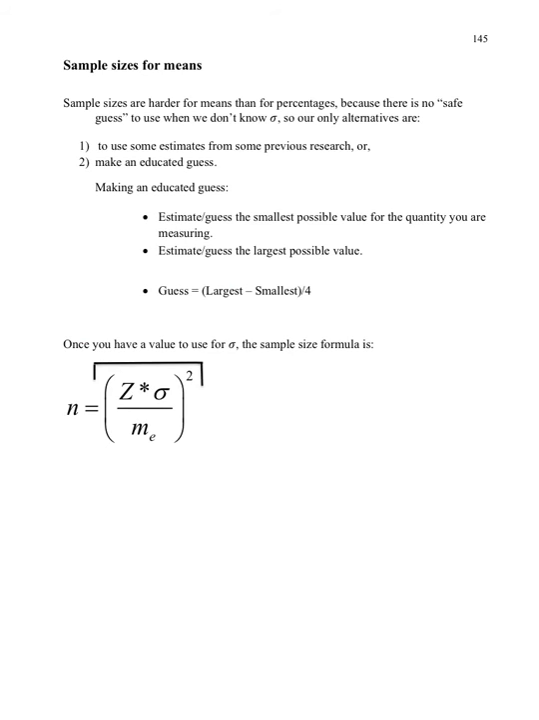So back to this second method. Okay, make an educated guess. And to make an educated guess, which is really a simple method, what you can do is estimate the smallest possible value for the quantity you're measuring and estimate the largest possible value. Then your guess will be the difference between the largest and the smallest divided by 4.